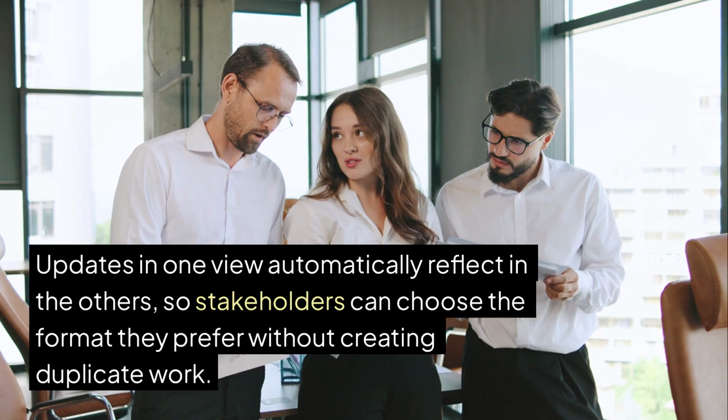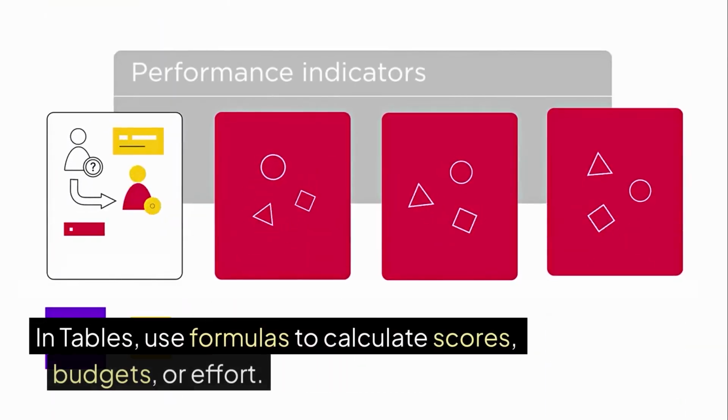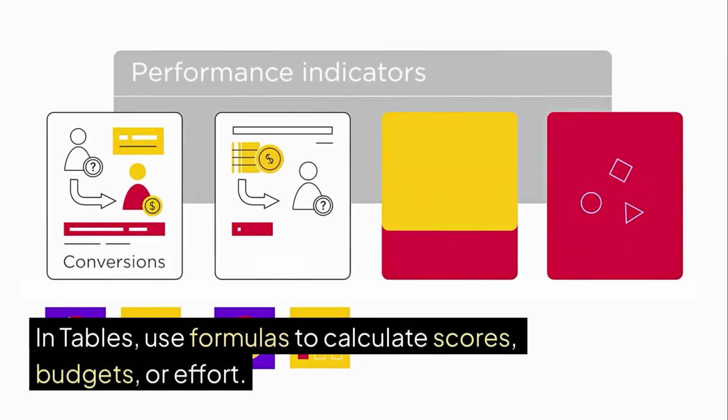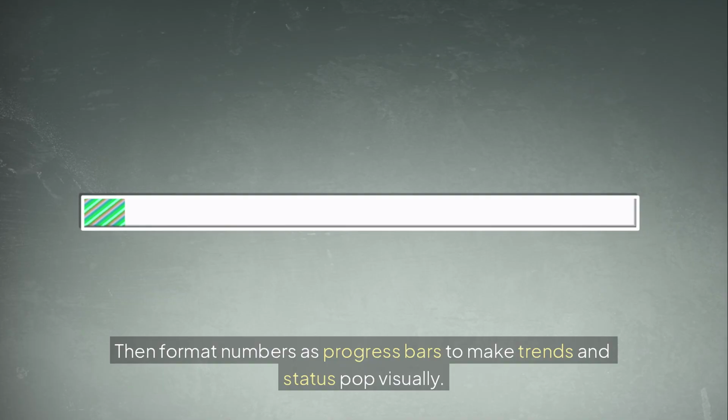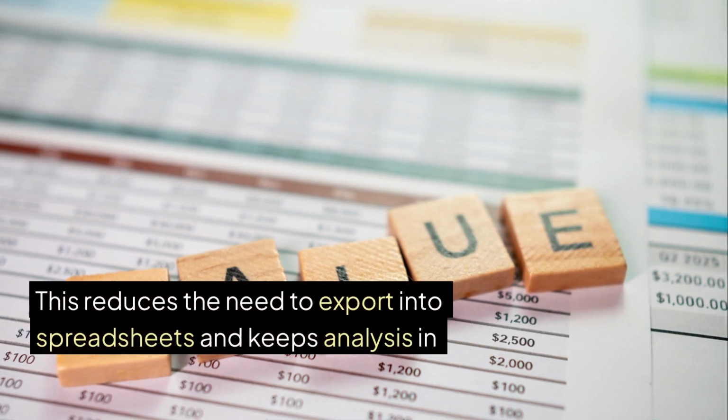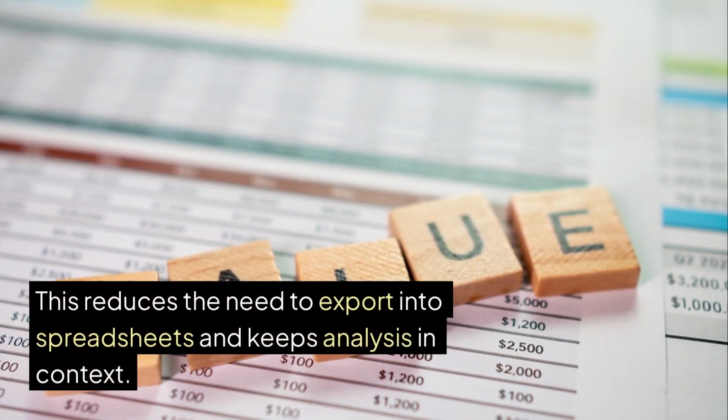work. In tables, use formulas to calculate scores, budgets, or effort. Then format numbers as progress bars to make trends and status pop visually. This reduces the need to export into spreadsheets and keeps analysis in context.